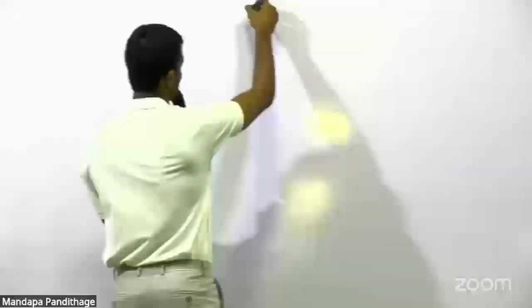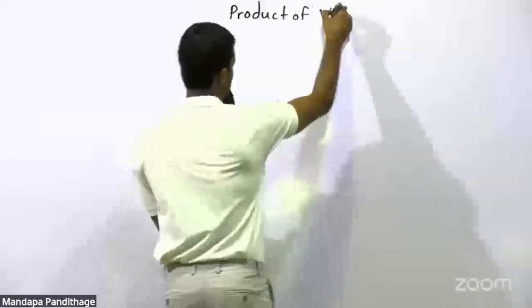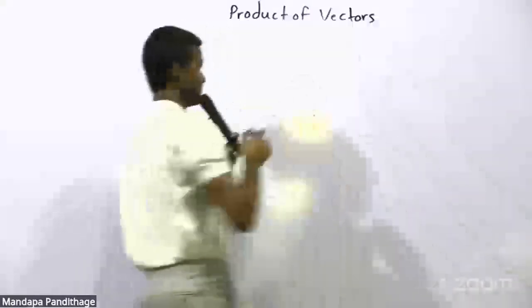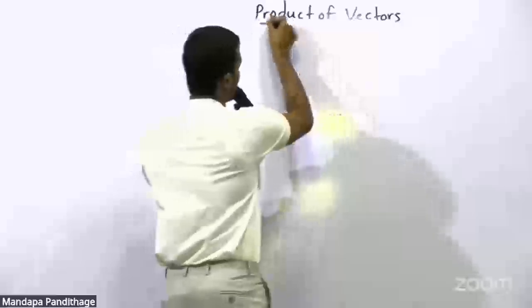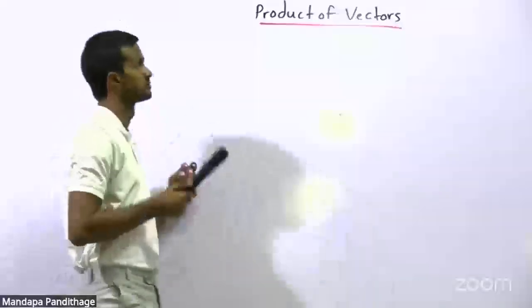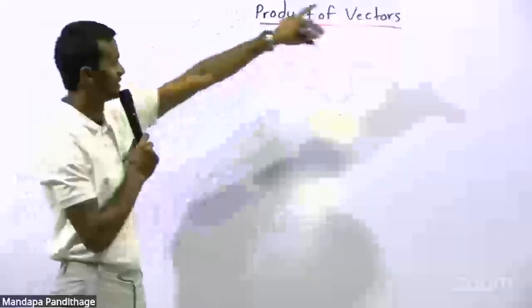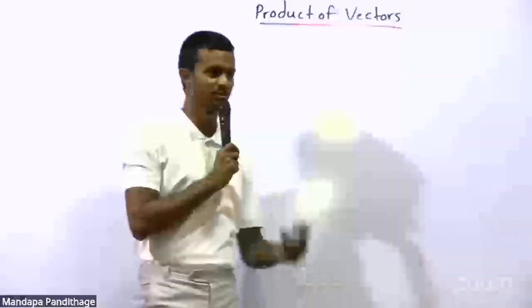Okay, then write the main topic, product of vectors. Okay. You were so quick, no? Product of vectors. A big topic. Underline it with your red pen. Surely use your blue pen. That is okay.